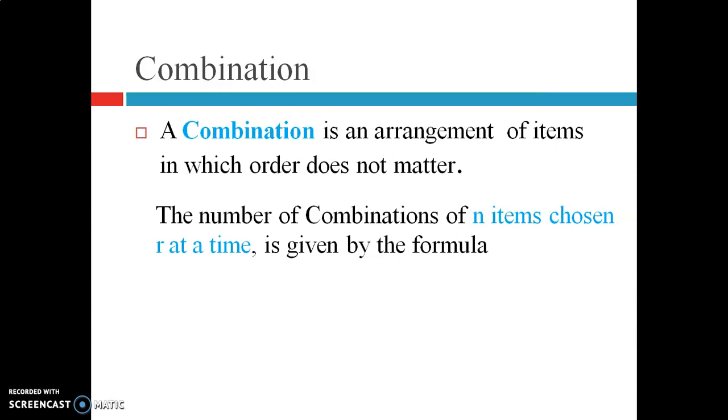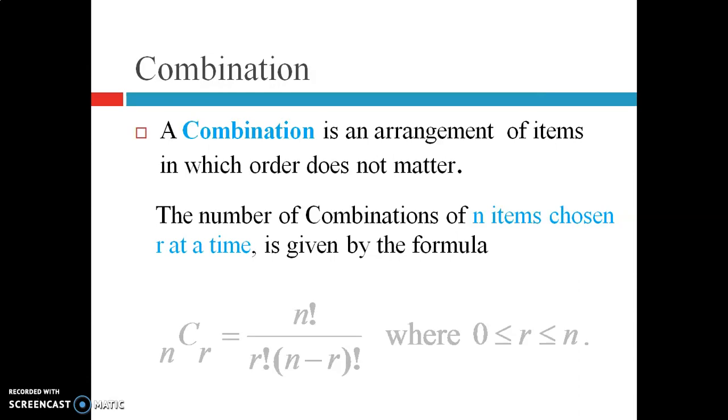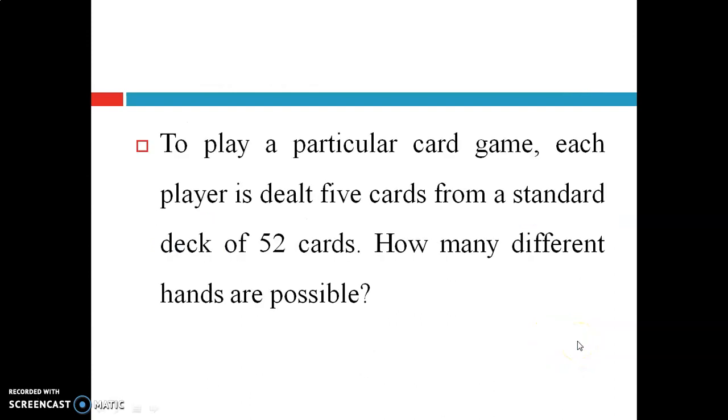The number of combinations of n atoms chosen r at a time is given by the formula n factorial upon (n minus r) factorial into r factorial. So this is nCr, where r is greater than or equal to 0 and r is less than or equal to n. So consider the example.